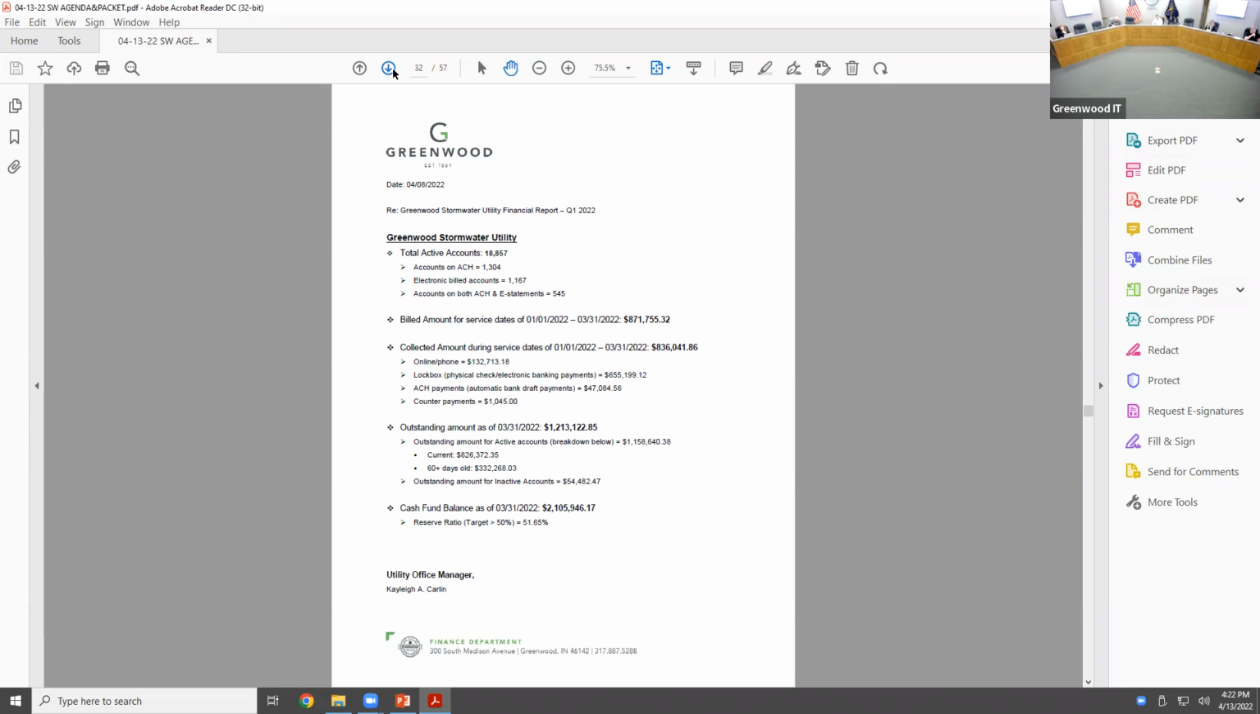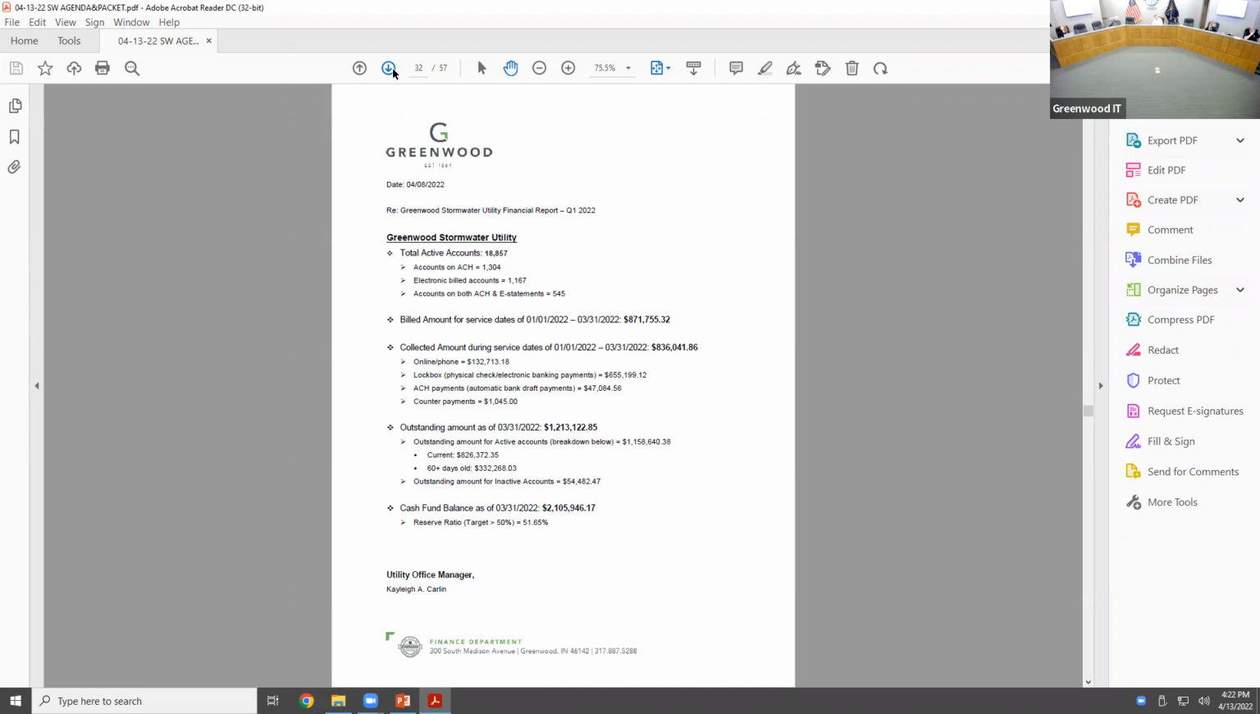Electronically billed, we have 1,167 customers that are on that, which is nice because that saves us on printing and mailing costs. In the first quarter, we billed out 871,755. We also collected 836,041. So what was collected during that time was what was billed at the end of last year, in the fourth quarter of last year. We had 132,000 paid in online or on the phone.